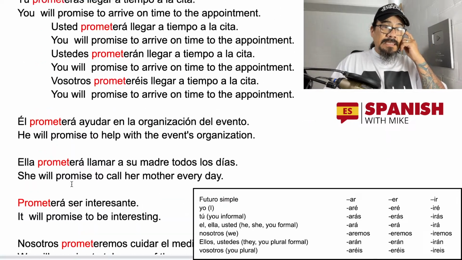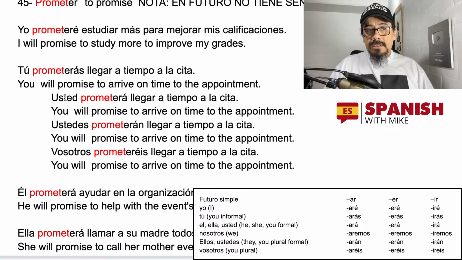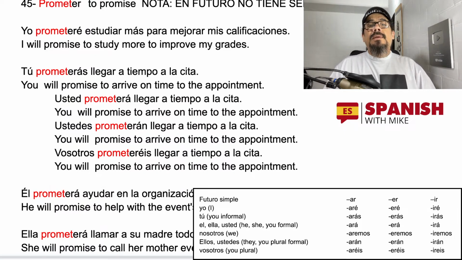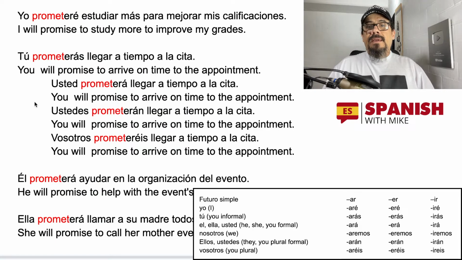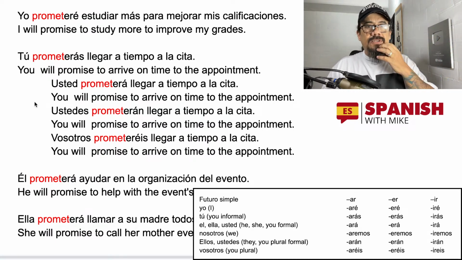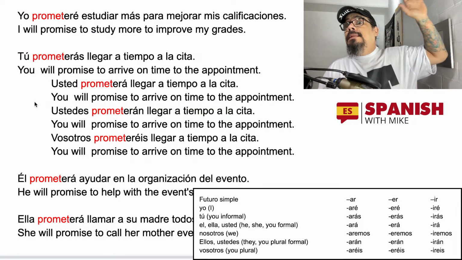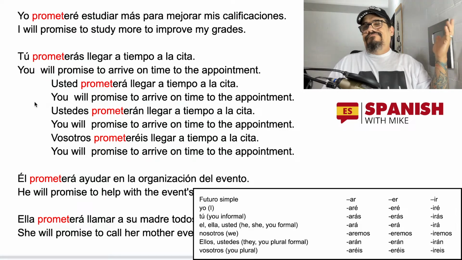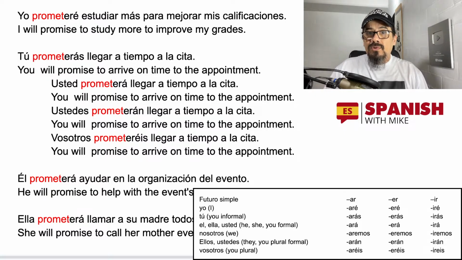And once again, this is just for conjugational purposes, just to understand the conjugation, but it doesn't make sense in Spanish if we make a future promise, like I will promise. No, yo prometo, and that's it. Or even in the past, yo prometí, but not yo prometeré. But nonetheless, yo prometeré estudiar más para mejorar mis calificaciones. I will promise to study more to improve my grades.